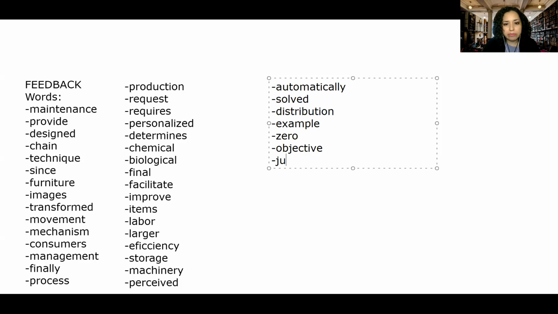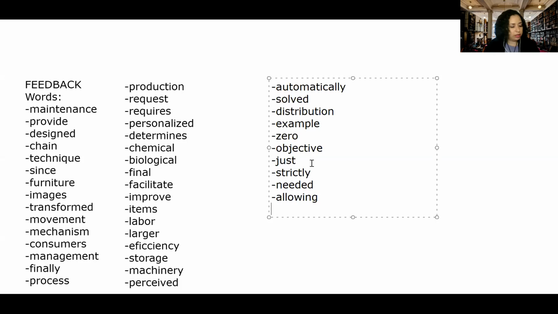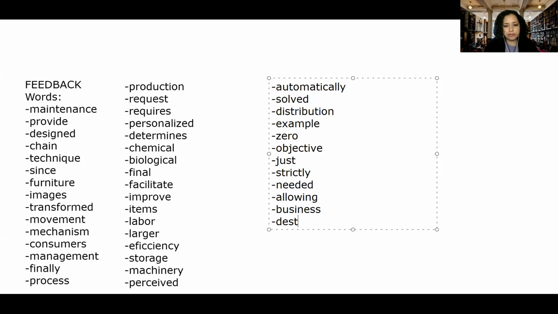For Juan Pedro, he mentioned the just in time. He said just, like just in time. No, it should be just in time. Strictly. He had a problem pronouncing that, and it's needed. Needed. For Diana, we have the same problem with the chemical word. Chemical, allowing. Allowing, business. Destructive.